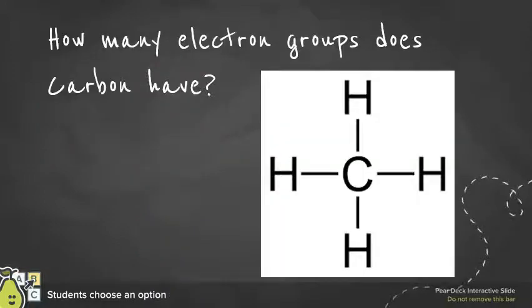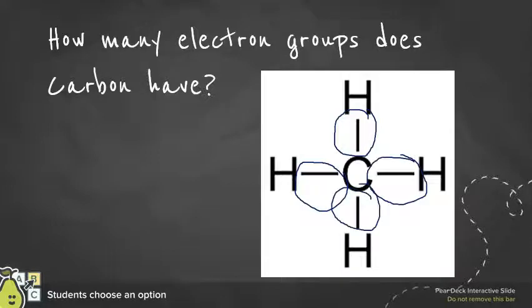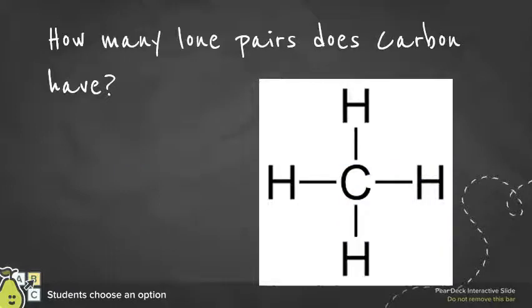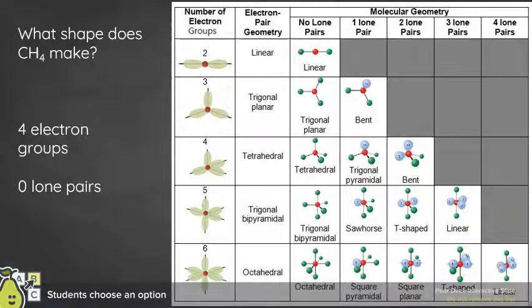So now we want to know how many electron groups does carbon have. If we look at this molecule again, we know that every lone or bonded pair is an electron group. And so carbon has 4 electron groups in this picture. And does carbon have any lone pairs? Nope, I don't see any. Carbon has 0 lone pairs.